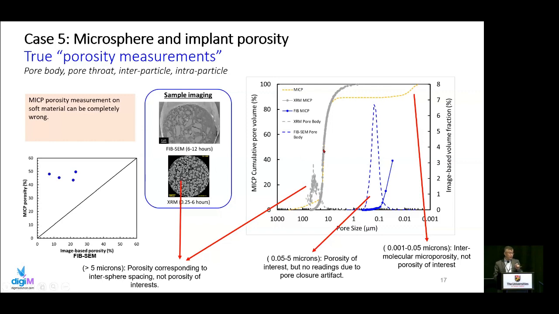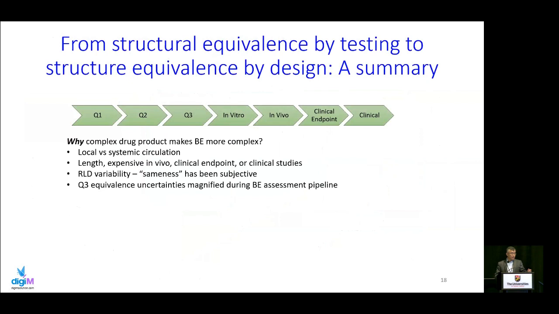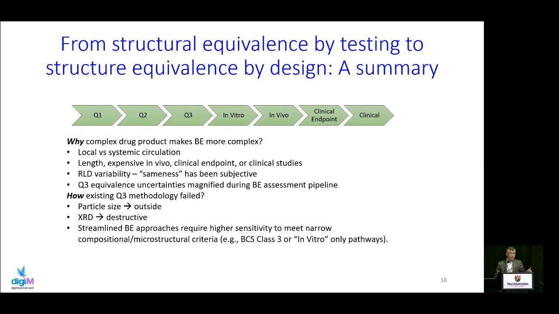Now with that, let me just do a quick recap. From structural equivalence by testing, after the drug products were made to a structure equivalence by design. Right? So we have this equivalence assessment pipeline. All of us are on the same page regarding the complexity and challenges. And this summarizes some of the key points that we were trying to address with our clients and our collaborators. And why existing Q3 methodology often are deficient, right?